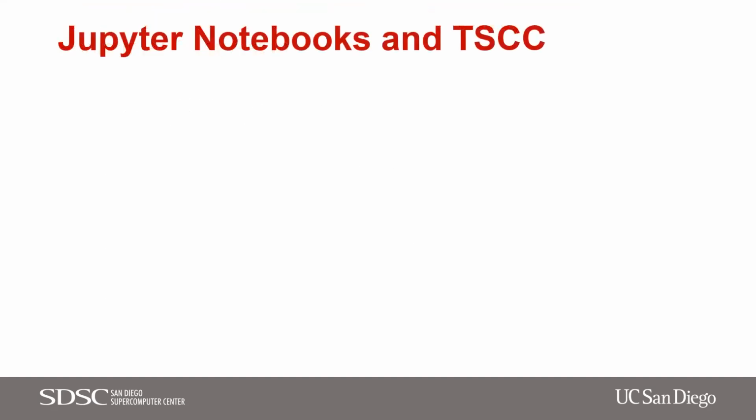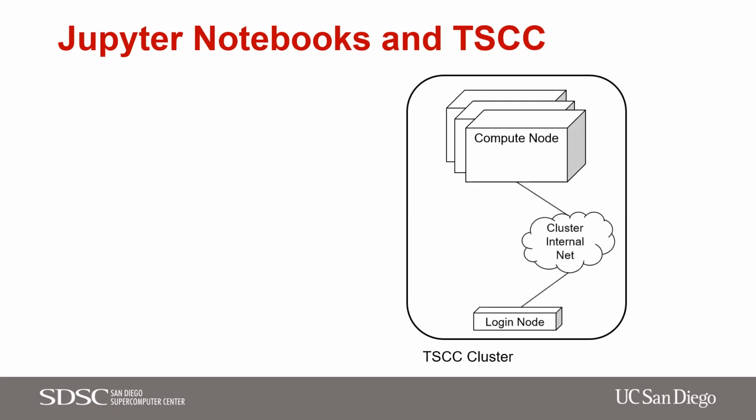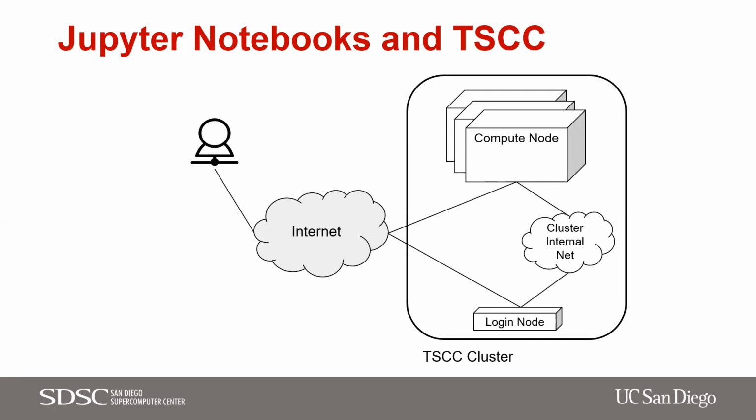Okay, let's take a break and talk about TSCC's architecture for a moment. Here's a diagram that we're going to be referring back to quite a bit. We have a bunch of compute nodes that comprise a TSCC cluster. There's a login node, and then an internal network, and then an external or public network where the compute nodes and the login nodes are attached to the internet. And then, of course, there's a user who is also attached to the internet.